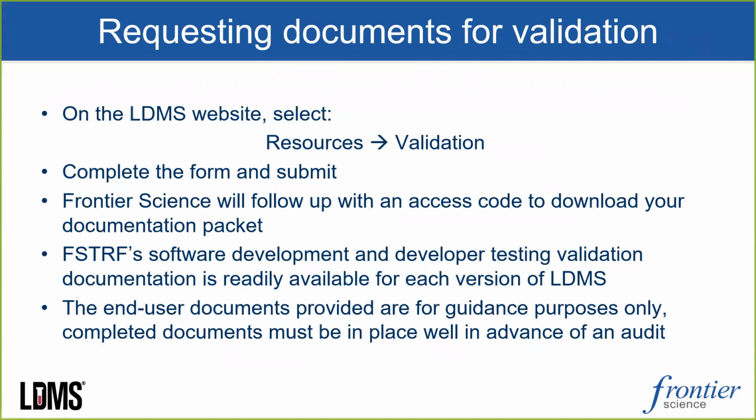So if you do not have a process in place for validation at your laboratory, you can go to the LDMS website, go to that resources tab, click on validation. You can complete the form. You can request our documents, the vendor documents for the LDMS, and also you can request those templates that we described. Once you make your submission, Frontier Science will follow up with an access code. You return to the validation page and then place that access code in there, and then your suite of documents will be available.